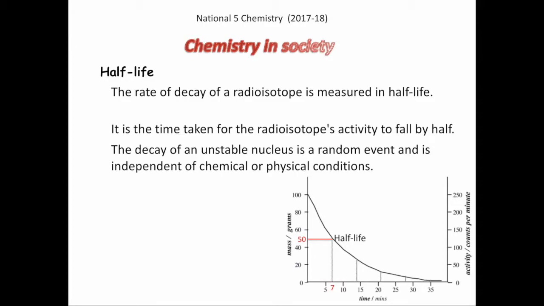So if you look at a sample of a radioisotope here in the graph, you can see that the initial mass of the sample is 100 grams and counts per minute is 250. The time taken for it to reduce to 50 grams is 7 minutes. And this is the time when you can see that the counts go down to 125 counts per minute. So as the activity reduces, the number of counts per minute also reduces simultaneously.